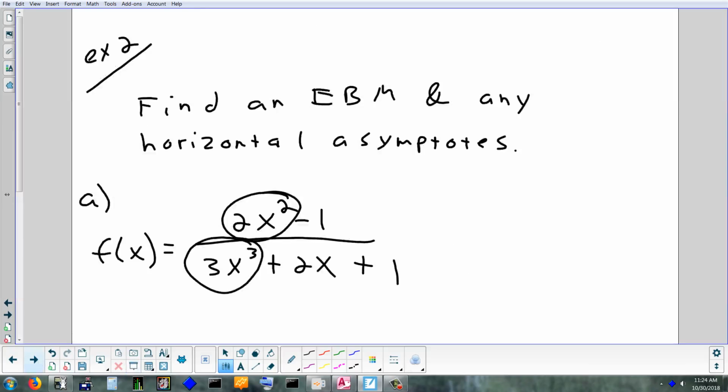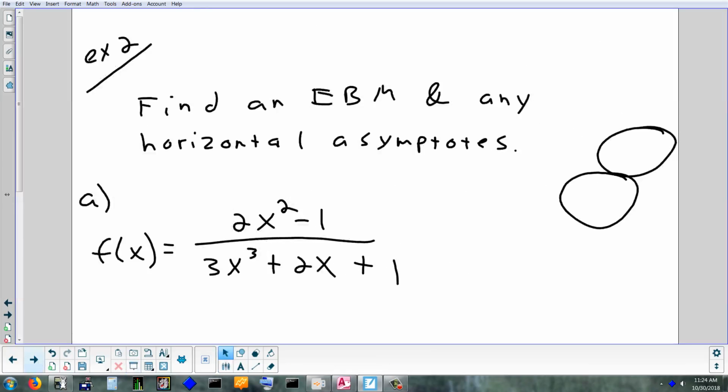So let's go back to this. So this says to find the end behavior model, and then use the end behavior model to find horizontal asymptotes. Because remember, asymptotes are what happens very, very far away from the origin. This model is going to tell you exactly what happens very far away from the origin, towards infinity.